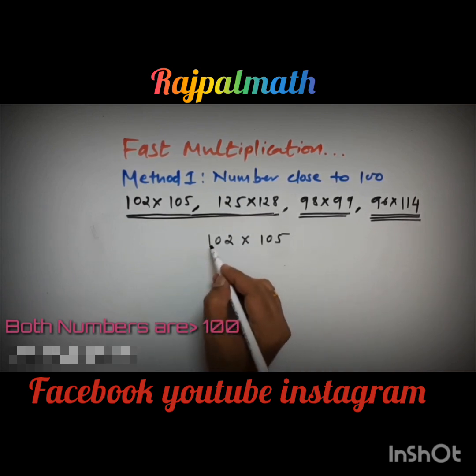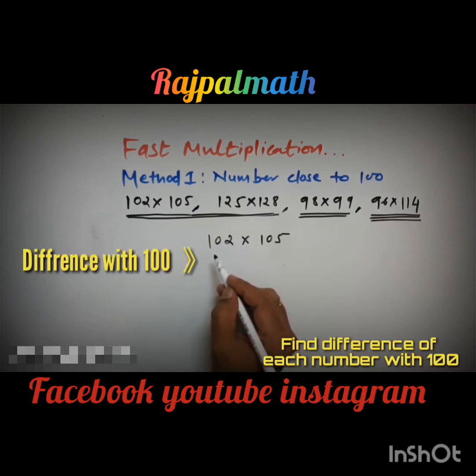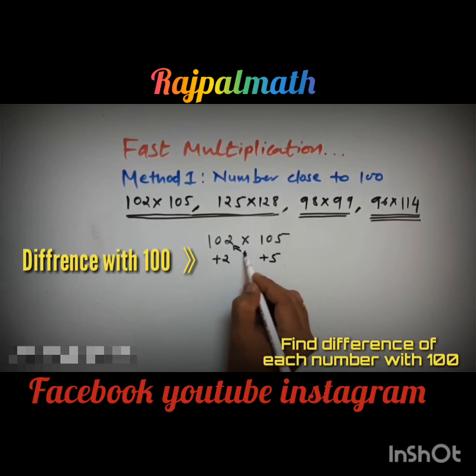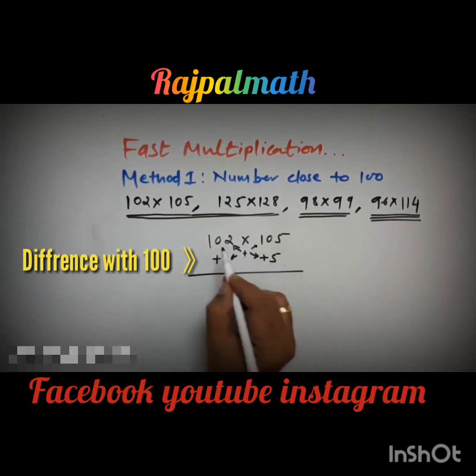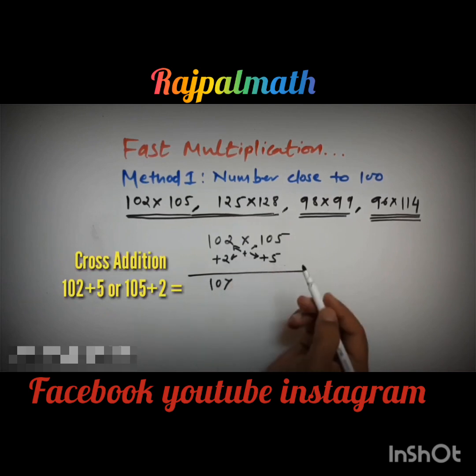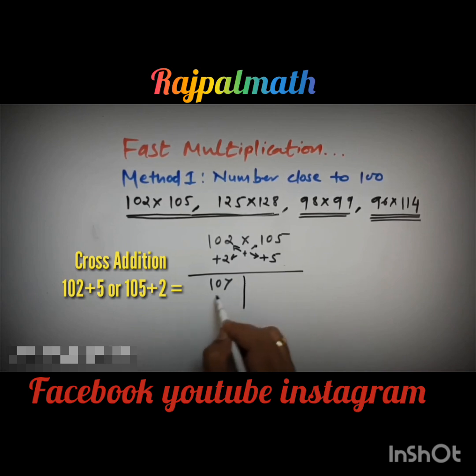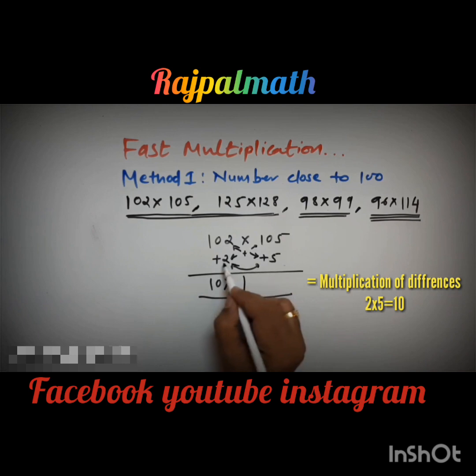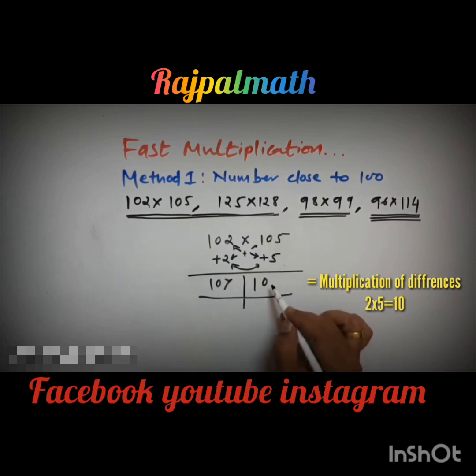What I'm going to do is find the difference of 102 and 105 with respect to 100. So 102 is 100 plus 2, 105 is 100 plus 5. Now I'm going to do the cross addition of these numbers. So 102 plus 5 is 107, or 105 plus 2 is also 107. I'm going to write this as the first part of my answer, and now I'm going to multiply these two differences. 2 into 5 is 10. So 10710 is my answer.